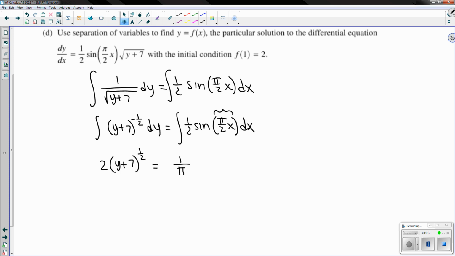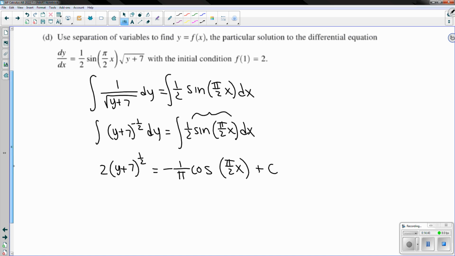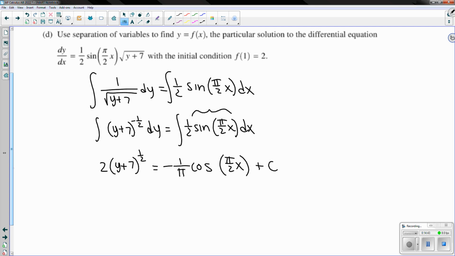So then we now have to anti-differentiate this function, still composed with the inner. So it's still going to be composed with pi over 2x. The antiderivative of sine is negative cosine. And then we have the plus c, the constant of integration. So at this point, we have successfully taken the antiderivatives of both sides, and we now have to find the particular solution, which requires us to ultimately solve this for y.